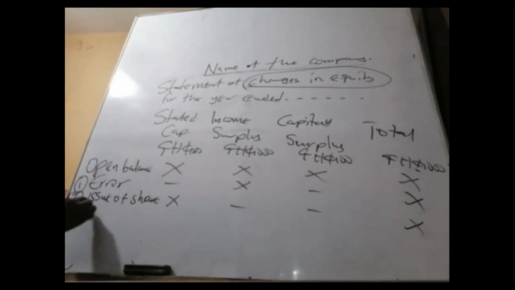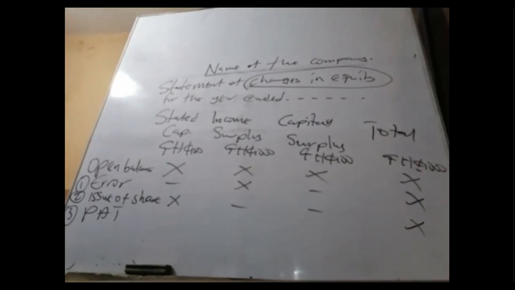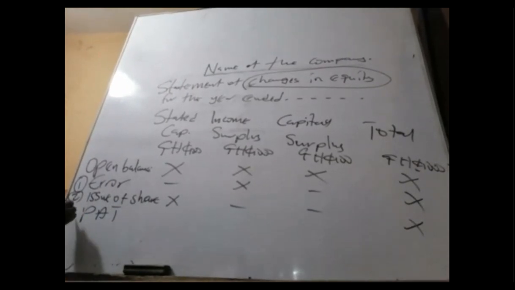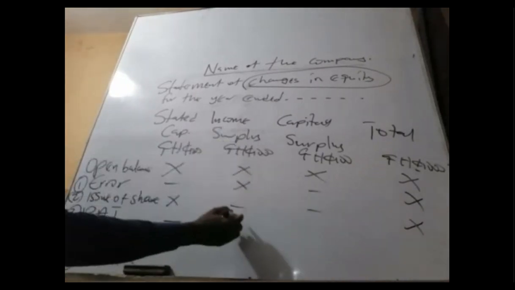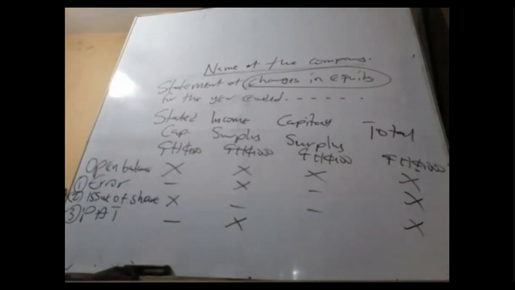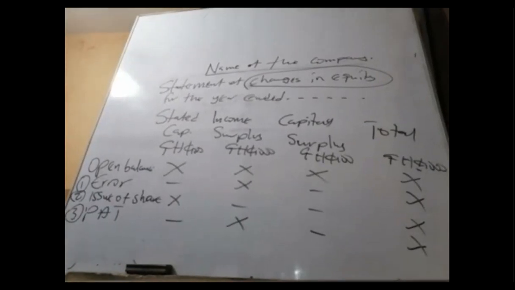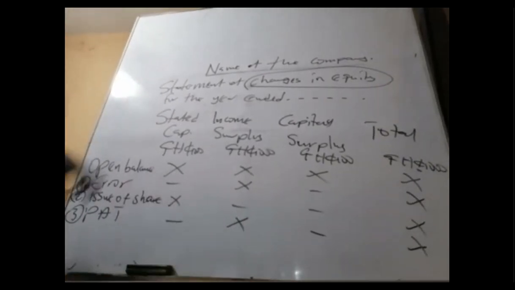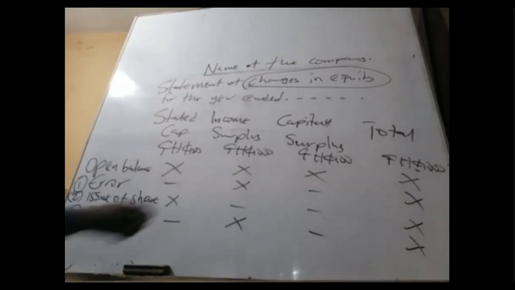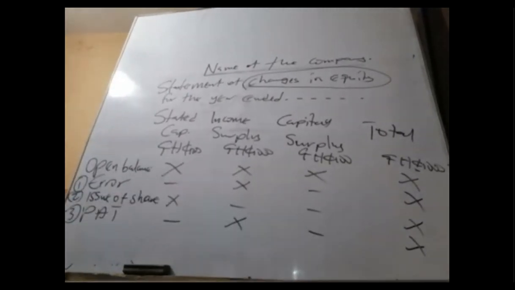The next item is profit after tax. You pick it from the comprehensive income. Profit after tax will come under income surplus, so you add. Just that if the figure was wrong in your comprehensive income, it will follow you here, be marked wrong here too, and it will also change things.